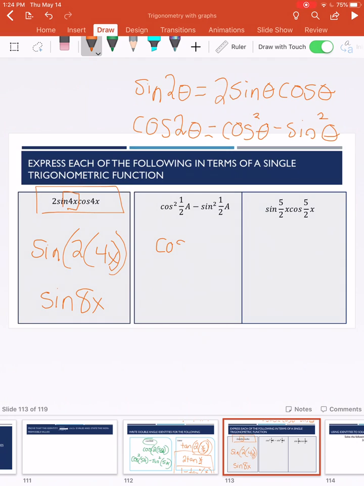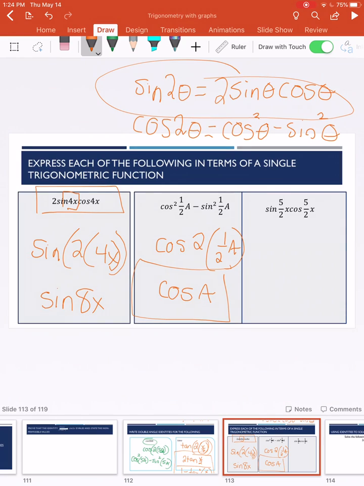My angle this time is 1/2 a. Once again, after I substitute that angle in, I can simplify this. 2 times 1/2 is just 1, so really this is the same as cos A. Okay, last one. You might think this looks really like the sine double angle identity, but it's missing the 2 in front. It is missing the 2 in front, but that's okay. We can still use it. What we can do is 1/2 times 2 is just 1, right? If you multiply something by 2 and by 1/2, really you're just multiplying it by 1.